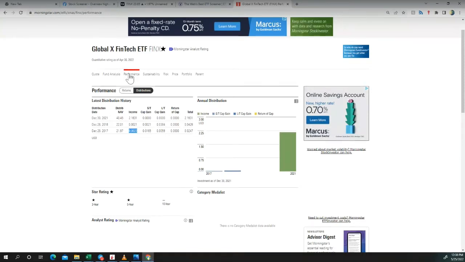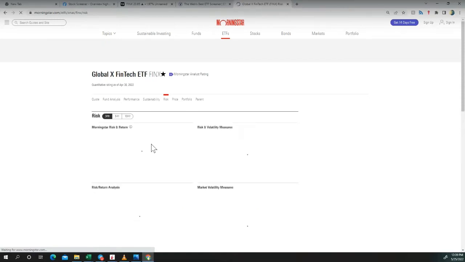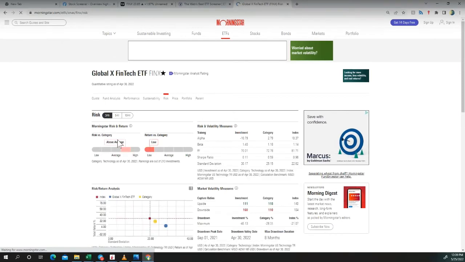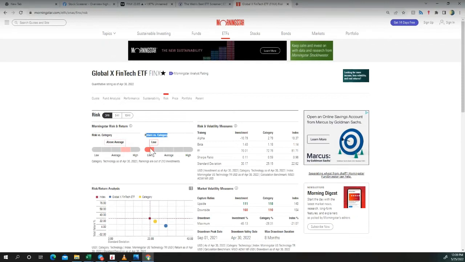So once you know the performance, both the returns and the distributions being the dividends, then you can think of what the risks involved in investing in this ETF are. You come here to risk. And this will show you a few metrics that are used to determine the risk of that investment. Right off the bat, you can see risk versus category, that is the risk of this ETF compared to other ETFs in the same category, this is an above average risk, right? And when you look at return versus category, that is the returns of this ETF versus other ETFs in the same category, you realize that it's a low return ETF.